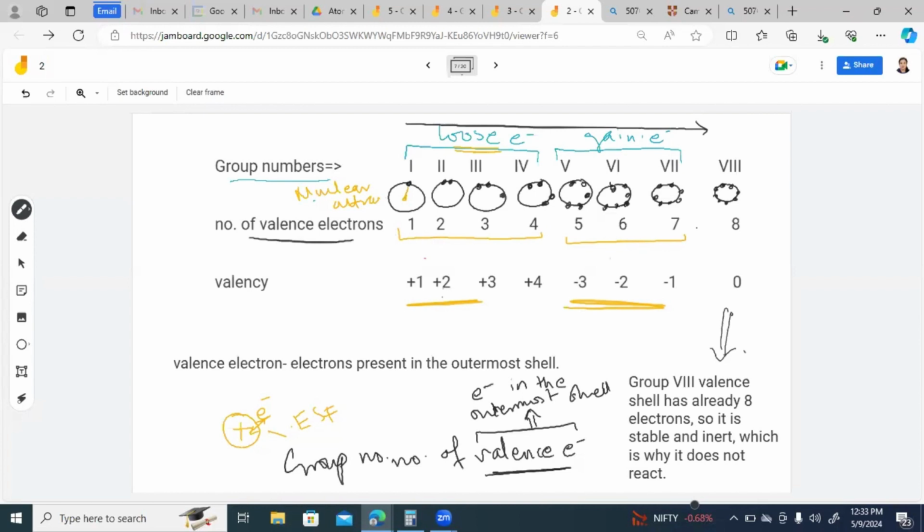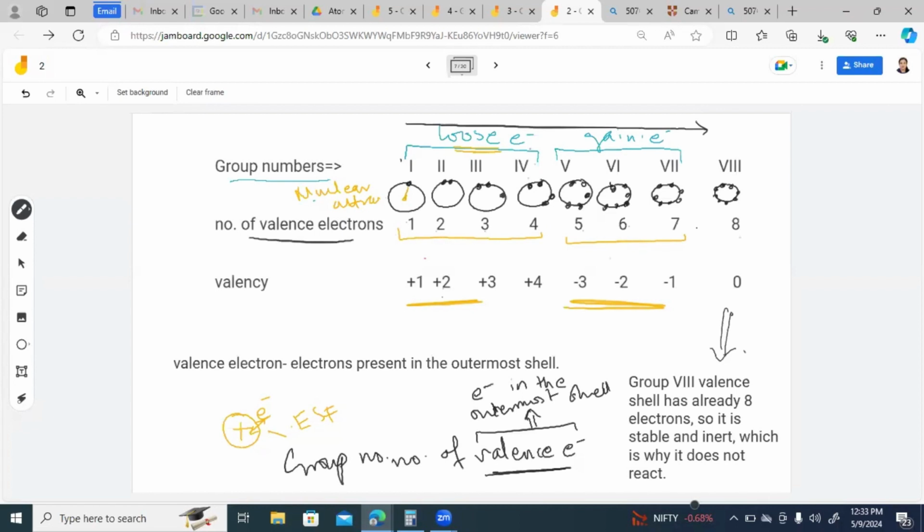Look over here. Group 1 has only 1 valence electron. Group 2 has 2 valence electrons. 3 has 3 valence electrons. 4 has 4. 5 has 5, 6, 7, and 8. Groups 1 to 4 would always lose electrons, so the charge will be plus.